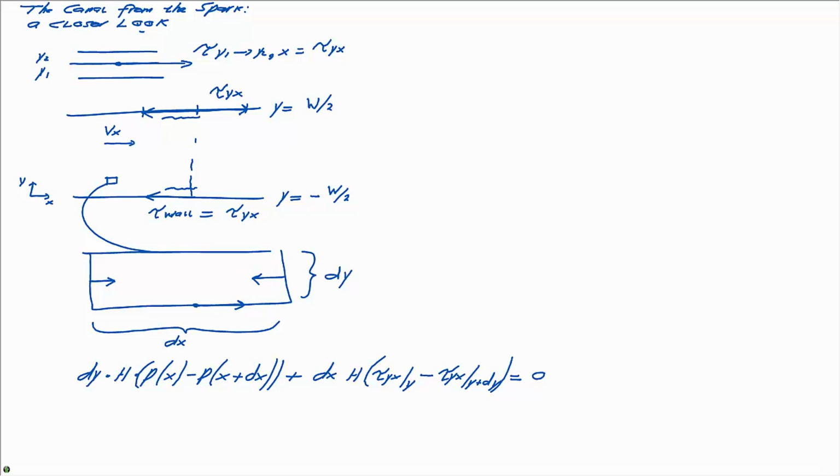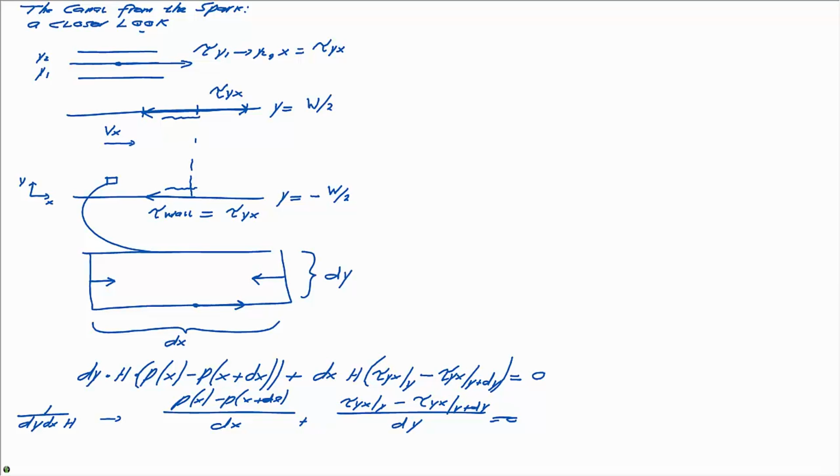Now, I can divide this whole equation by the volume of this tiny volume. So that means dividing by dy dx times h. Then we get p at x minus p at x plus dx divided by dx, plus tau yx at y minus tau yx at y plus dy divided by dy, is 0.